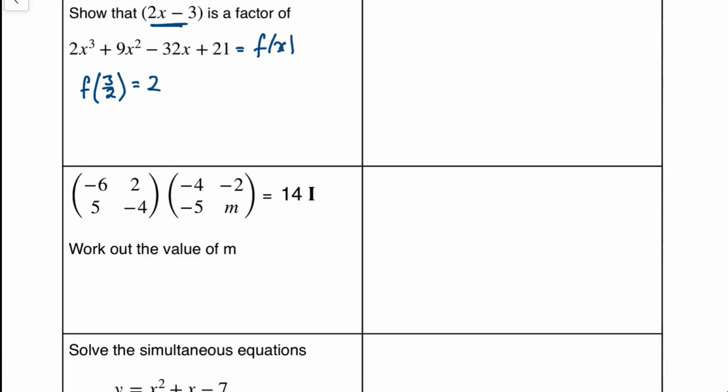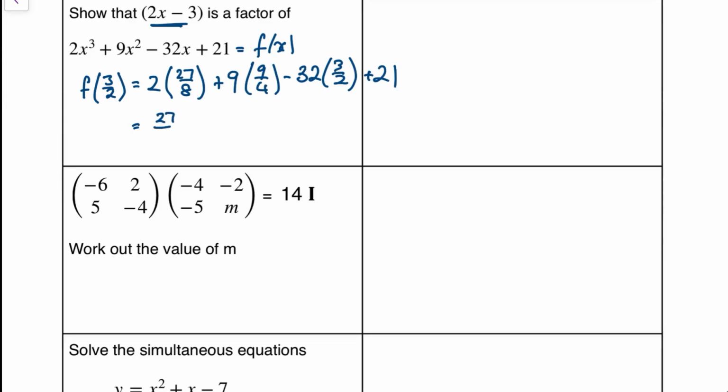So let's do that. So it's going to be 2 times 3 over 2 cubed, which is 27 over 8, plus 9 over 3 over 2 squared, which is 9 over 4, minus 3 over 2 times 3 over 2, plus 21. Now, look at the number of marks in the question. If there's just 2 marks, that's probably enough. Just write equals 0. Check it on your calculator that you're correct.